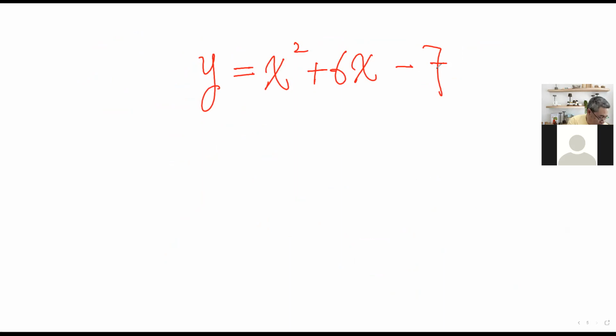Could you write the formula down again so I can write it down on my paper? You mean the formula? Yeah, the formula. Thank you.